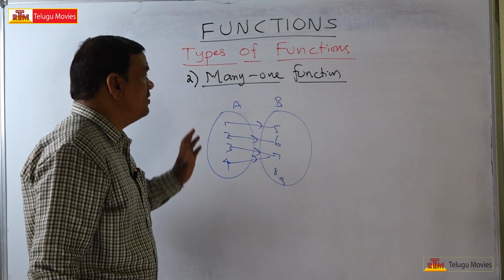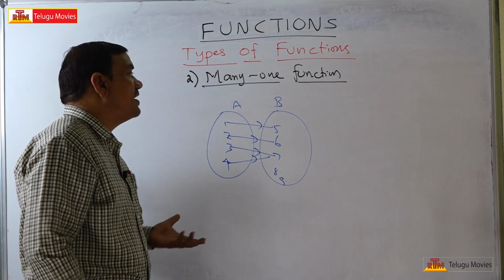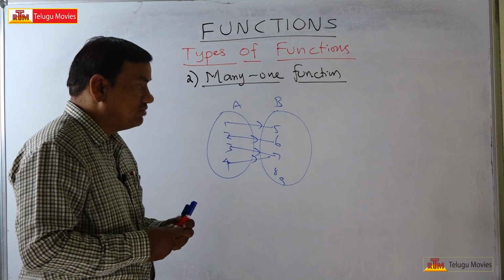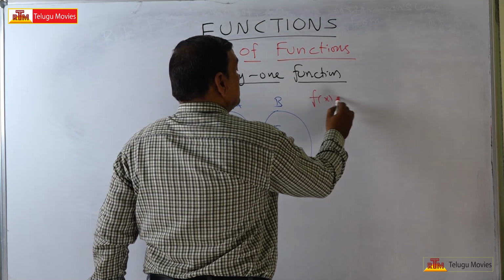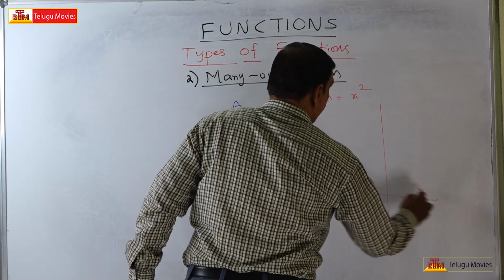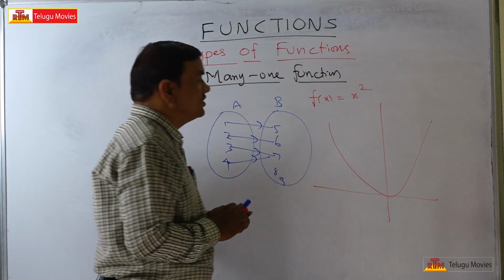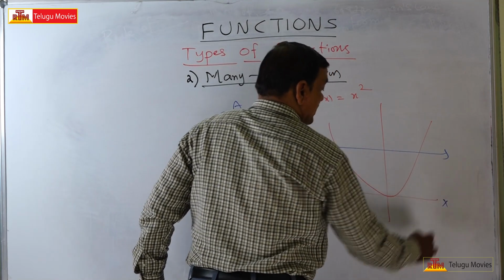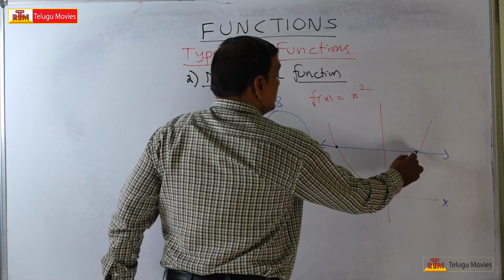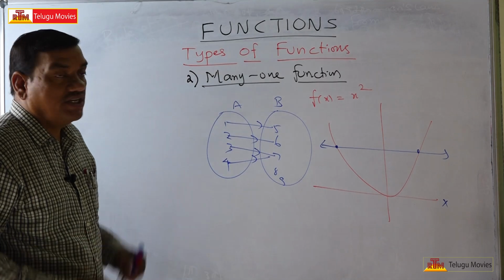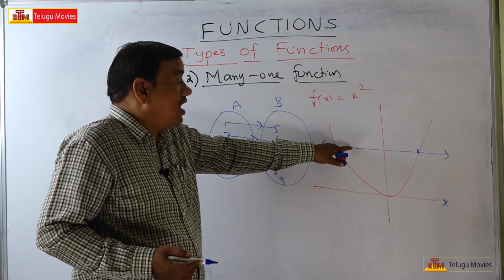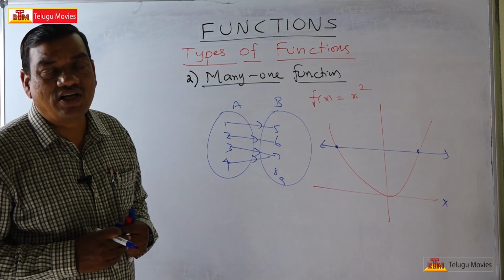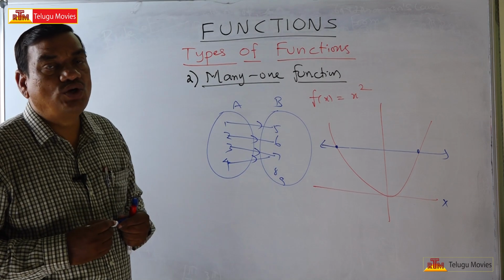Now, graphically, how do we say that it is a many to one function? It is the opposite of a 1 1 function. For example, take the graph of f of x is equal to x square. If you draw a line horizontally with respect to the x-axis, it intersects the graph at 2 points, therefore it is a many to one function. That means the horizontal line should intersect the graph at more than 1 point. If it intersects at more than 1 point, then it is a many to one function.